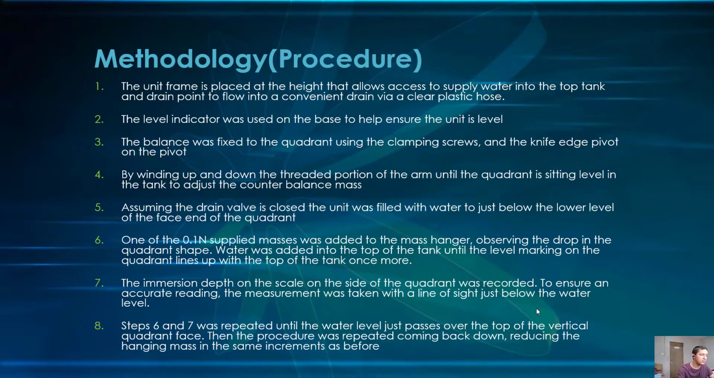Seventh, the immersion depth on the scale on the side of the quadrant was recorded, and some measures were taken to get an accurate reading. And eighth, steps 6 and 7 were repeated until the water level just passes over the top of the vertical quadrant face. Then we repeated everything, coming back down, reducing the hanging mass of the weight.